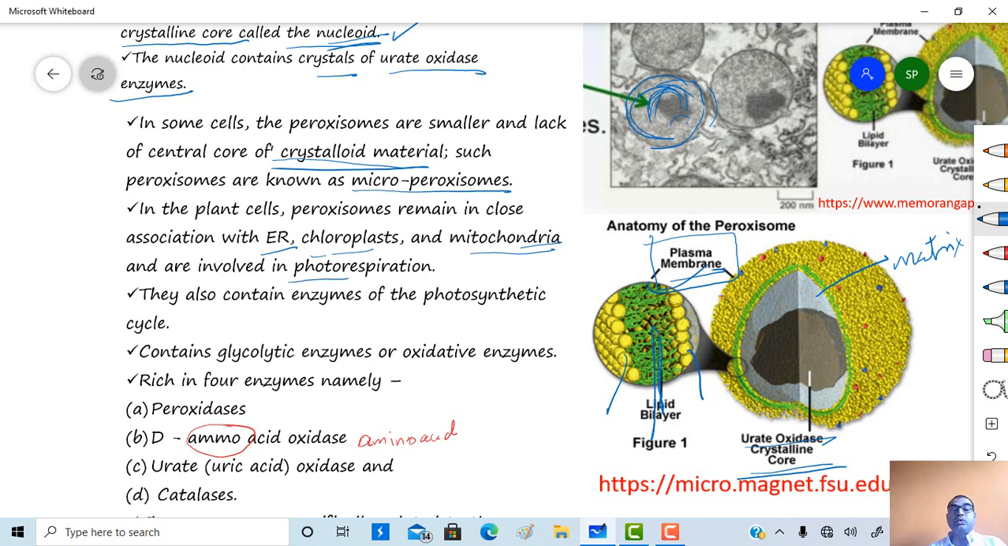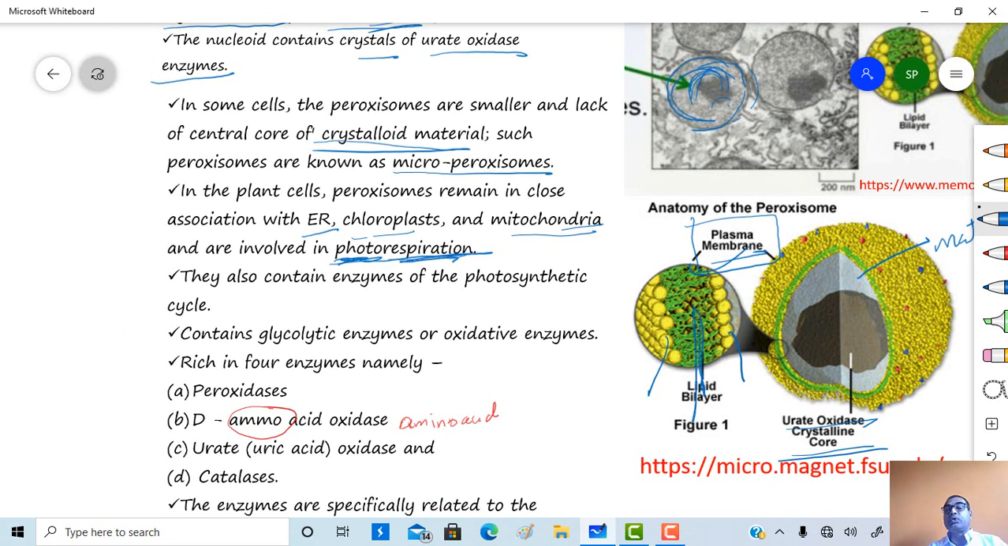In plant cells, peroxisomes remain in close association with endoplasmic reticulum, chloroplast, and mitochondria, and are involved in photorespiration. What is photorespiration? Photorespiration contains two words, photo and respiration. That means the respiration that takes place in the presence of light, in green plants, is called photorespiration.